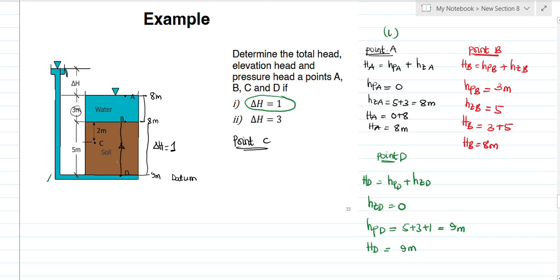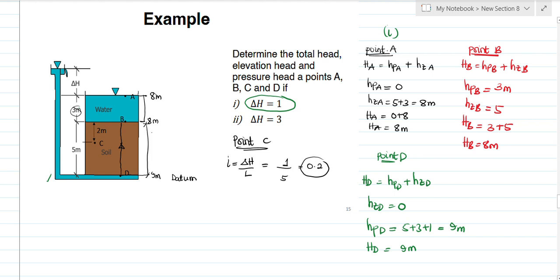That is the head. So as the water moved through the soil, there was head loss. But we want to know the head at this point. So first of all, we can find our hydraulic gradient. That is the change in head over the length of the soil. The change in head was 1, the length of the soil is 5, and that will give us 0.2. So every 1 meter, we have a head loss of 0.2.